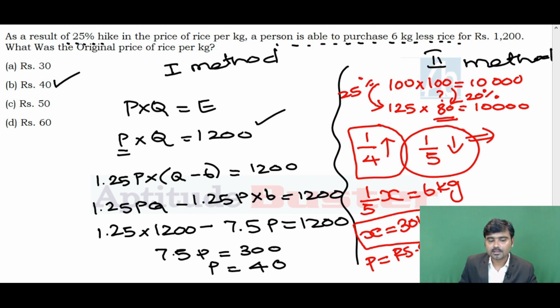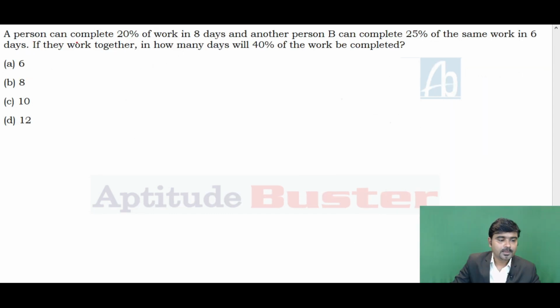Quantity is 30 means the price should be 40. Have you understood? A person A can complete 20% of the work in 8 days and another person B can complete 25% of the same work in 6 days. If they work together, in how many days will 40% of the work be completed?